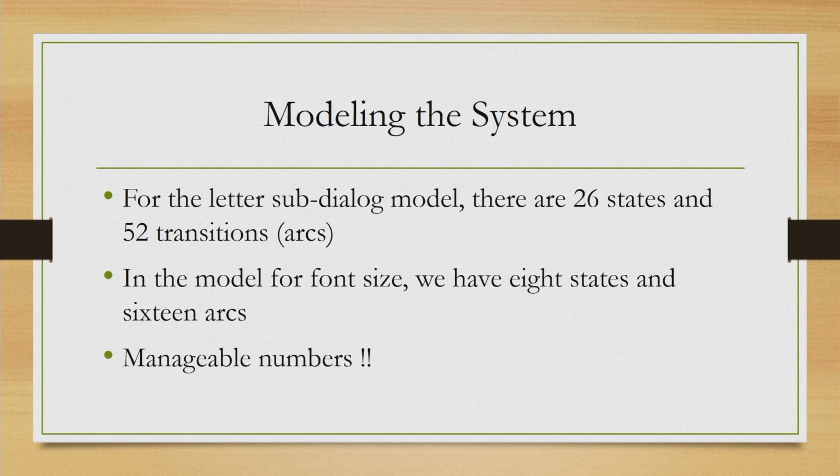Now, if we are trying to do that, it may be noted that for the letter sub-dialog, there are 26 states. Each state corresponds to one of the alphabetic letters, and in between them there will be 52 transitions or arcs. For the font size model, since there are 8 font sizes to choose from, we can have 8 states and 16 arcs. These are still manageable compared to 416 states and arcs in between.